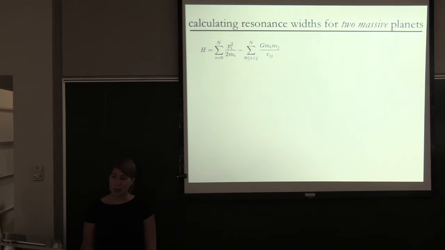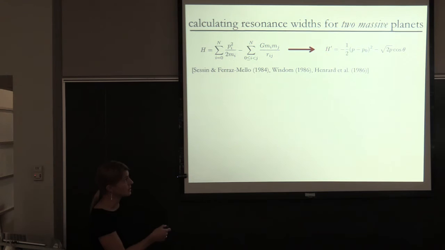How we do that: we start with the Hamiltonian for point masses interacting gravitationally, and then there's a series of canonical transformations that transforms the Hamiltonian into a form that looks like this. And this is basically the pendulum analogy that I spoke about earlier. You have a momentum squared term, there's the angular dependence, but now it's something like the force of gravity, or the restoring force, depends on the momentum.